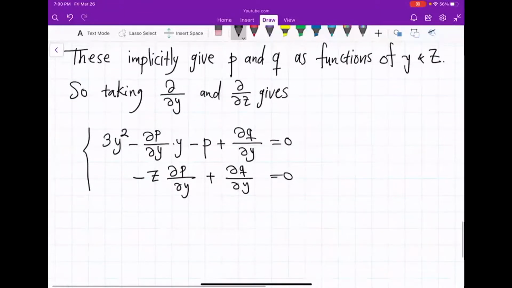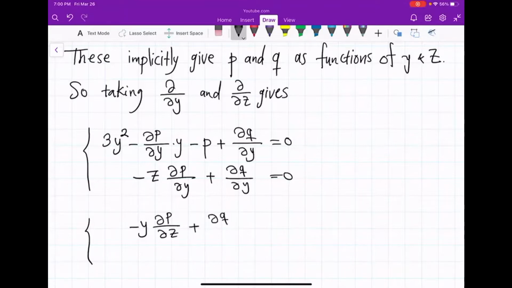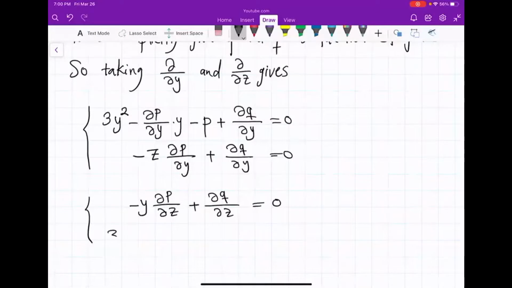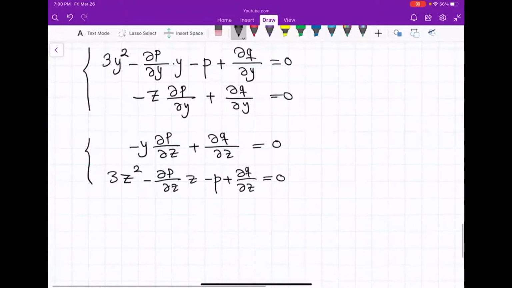This was just taking the partial with respect to y of these equations. Z and y are independent from one another, keep that in mind. Now, when you take the partial with respect to z, you get this one. So negative y partial p partial z plus partial q partial z equals 0. There are some confusing symmetries here, but I just want to ignore them because they make my head spin. Partial p partial z minus p plus partial q partial z is 0. So you get these four equations.